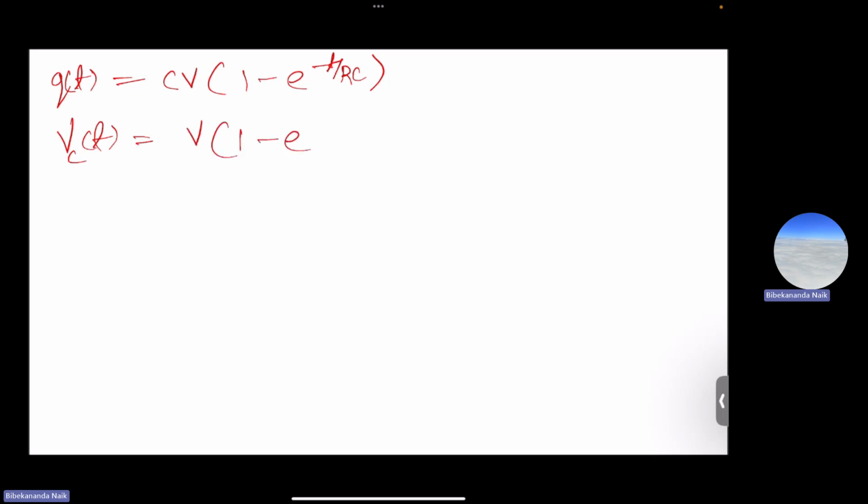Similarly, what about the charge? The charge as a function of t is given by CV(1 minus e to the power minus t by RC), and similarly the voltage across the capacitor, Vc, will be V(1 minus e to the power minus t by RC), where this RC is called tau, the time constant. So this is the case of charging of a capacitor. This is the formula for charging.